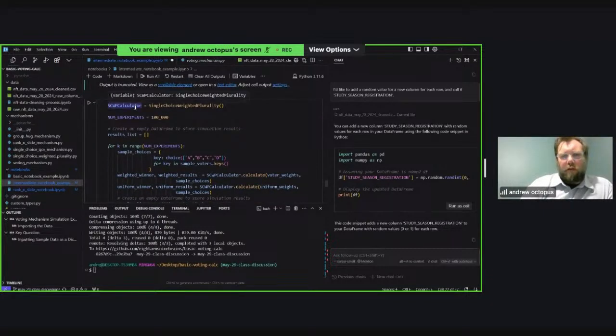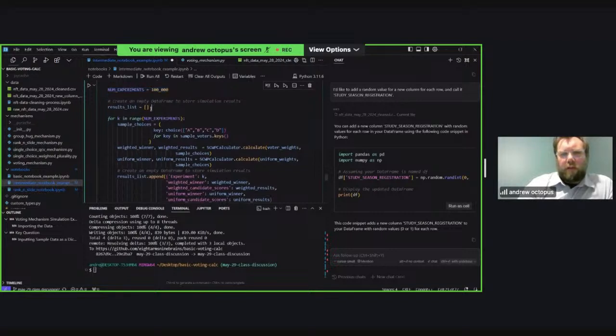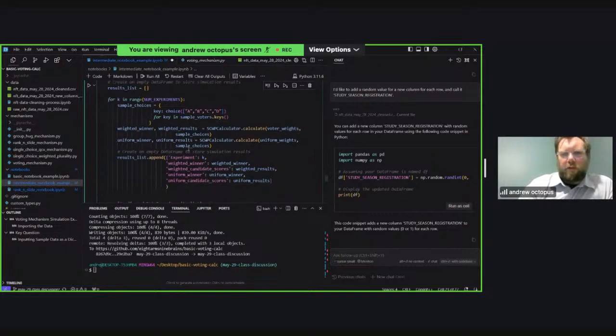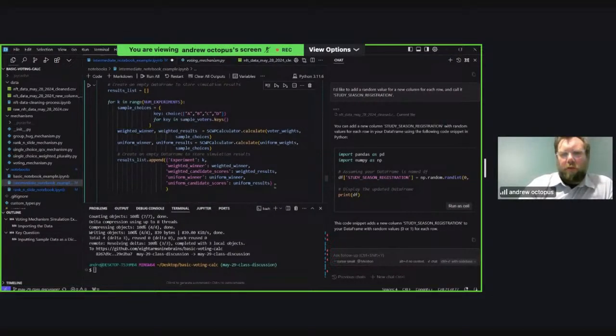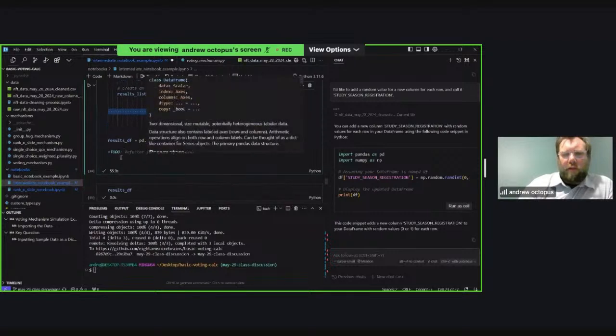And then here is where the code that we've written kicks in, because we have a single choice weighted plurality mechanism that was created a few weeks ago in this basic voting calc repo. I'm going to run this for 100,000 experiments. And then I actually asked ChatGPT for a little bit of help with this, to make sure that I ended up with the experiment number, the weighted winner, the weighted candidate scores. So this is who would be the winner if we weighted it, and this would be who would be the winner if we don't weight it. And then I put that in a data frame.